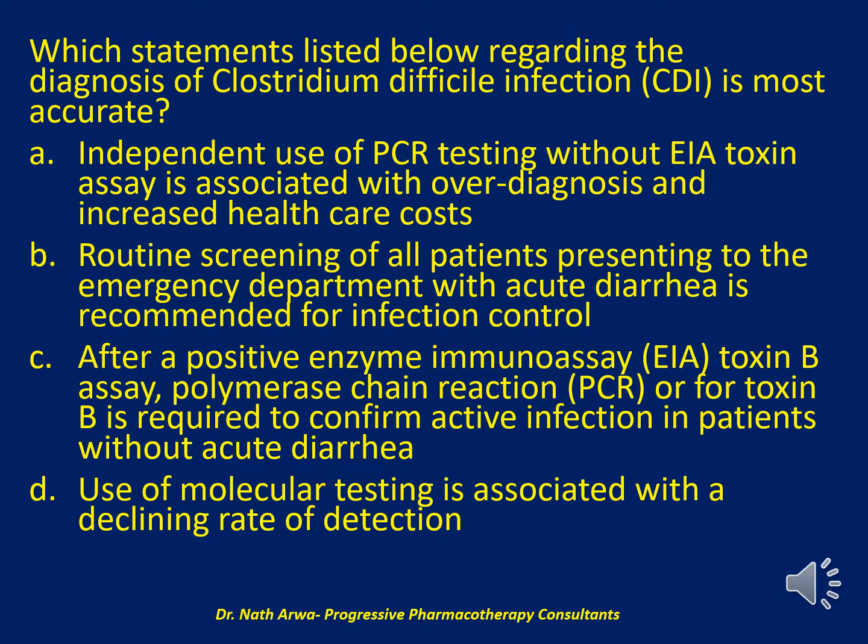Routine screening of all patients presenting to the emergency department with acute diarrhea is recommended for infection control, or C. After a positive EIA toxin B assay, PCR for toxin B is required to confirm active infection in patients without acute diarrhea, or is it D. Use of molecular testing is associated with a declining rate of detection? I will give you 10 seconds to choose the correct answer to this question from the listed options.